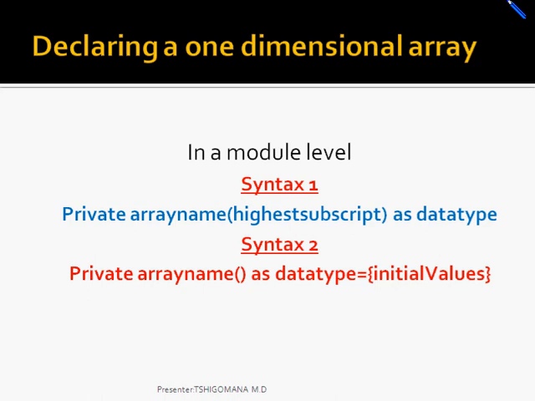Syntax number 1: Private array name(highest subscript) As data type. Syntax number 2: Private array name() As data type = {initial values}.